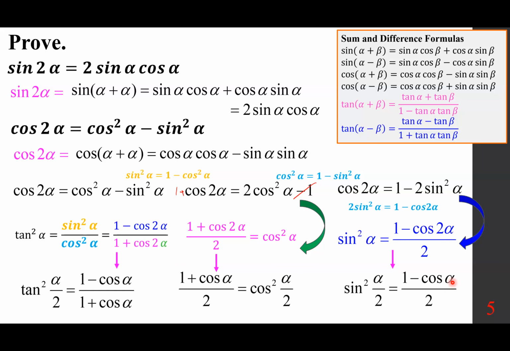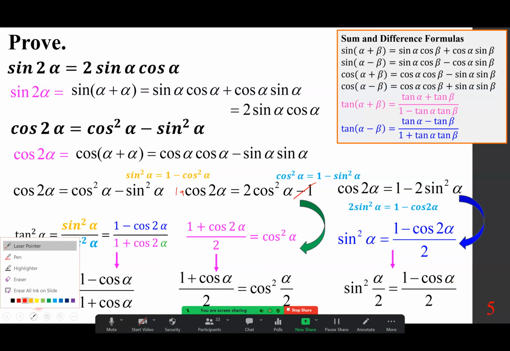I have a question. Go ahead. When we cut it in half, what happened to the 1 and 2? Why wouldn't we do anything with it? Alpha is a variable.